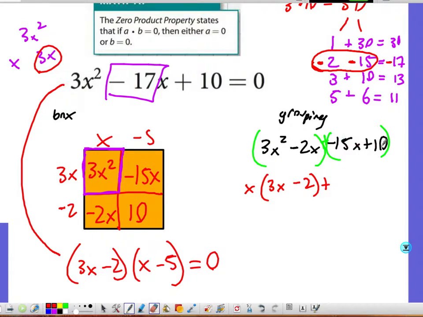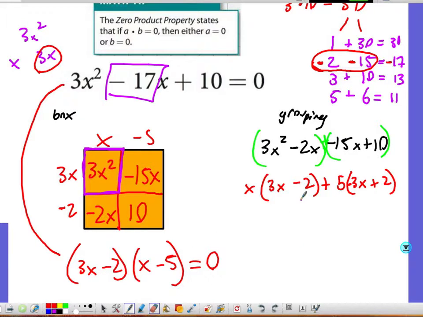Alright. Now, what about my second parentheses? What can I take out from both of these? Well, it seems that I can take out a 5. So, if I take out a 5, I'm going to have negative 3x plus 2. And when I distribute it back, I get 5 times negative 3x, which is negative 15x, and then 5 times 2 gives me 10. Alright, so I distributed correctly.